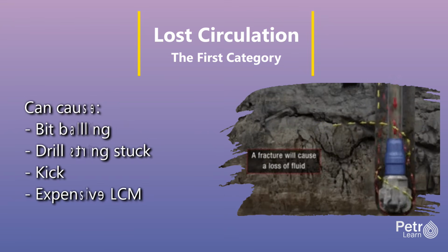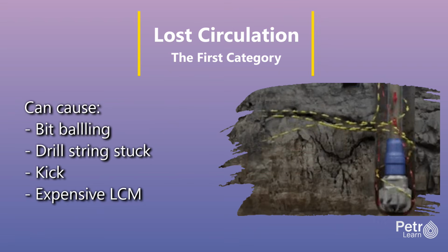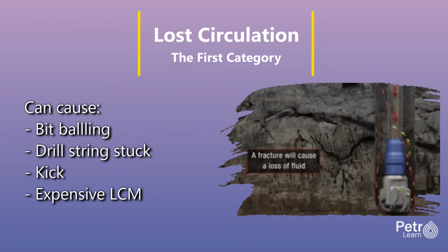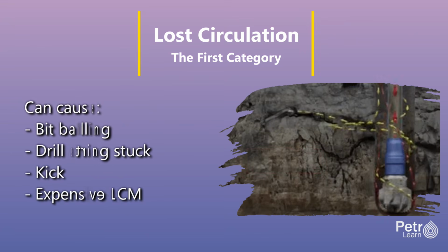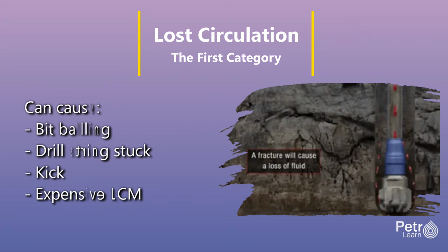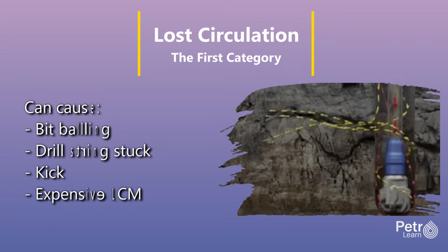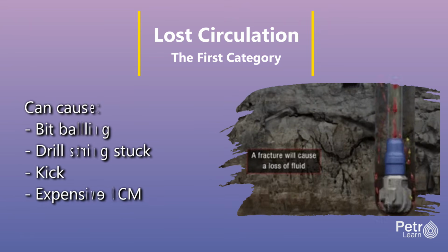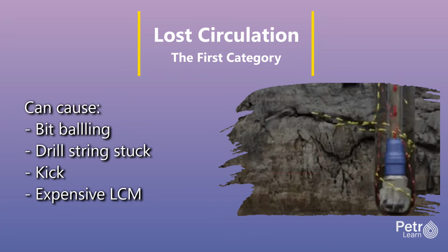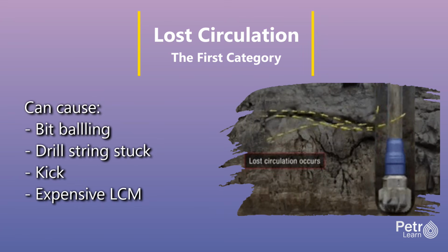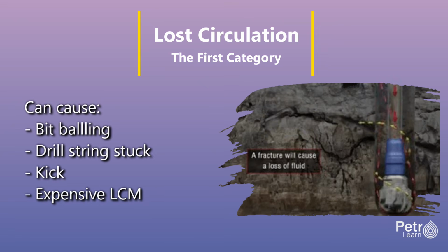Lost circulation creates several serious problems. Without adequate mud returns, rock cuttings cannot be removed from the wellbore, leading to bit balling where cuttings pack around the bit, or hole packing where cuttings accumulate in the annulus, causing the string to be stuck. The hydrostatic pressure from the mud column decreases when the fluid level drops in the wellbore, potentially allowing formation fluids to flow into the well and creating a kick situation. Additionally, lost circulation materials and remediation procedures are expensive and time-consuming.